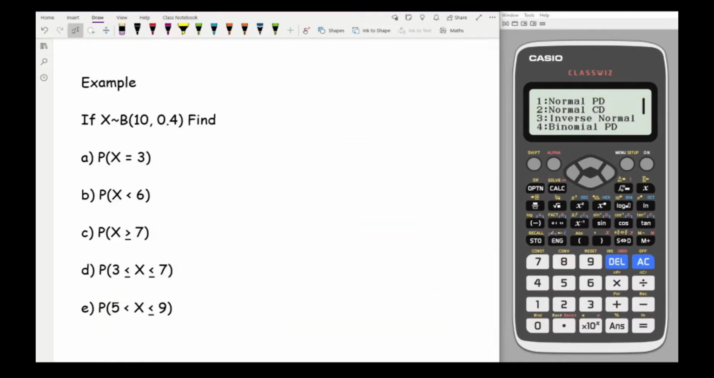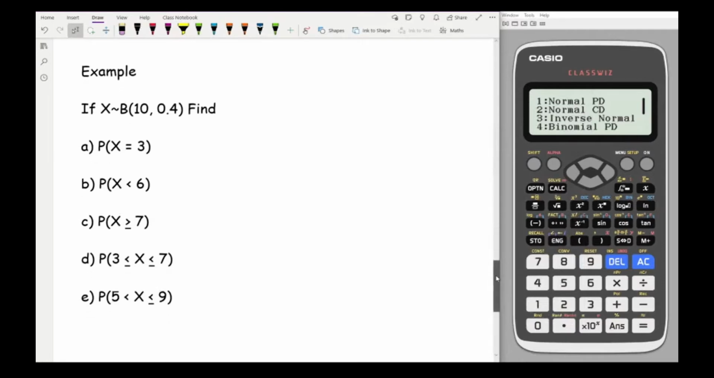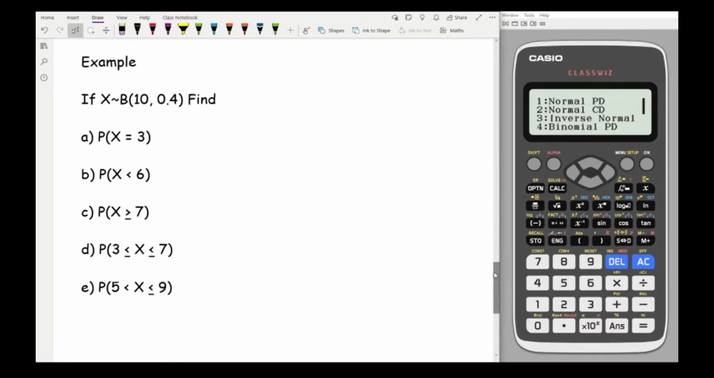So let's have a look at a particular question. In this question, we've got that x is binomially distributed with n being 10 and the probability of success being 0.4. As I said, I've purposely picked a small number for n simply because it's easy for us to work out and we're not dealing with huge numbers.